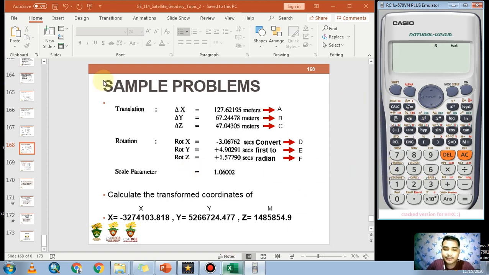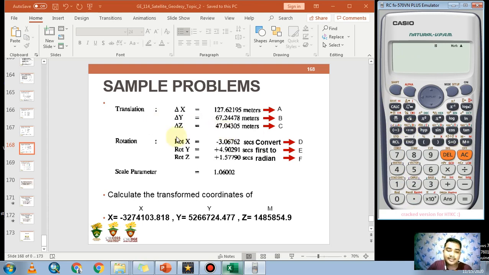So first, to solve this problem, we need to store these values, kanang translation, rotation, and the one nga coordinates nga ato siyang gusto i-transform. So first, let's store the value of delta x in memory A. So let's type 127.62195. Then atong siyang i-store sa memory A. So shift recall A. So na-store na siya sa memory A. Then AC. Next na pod is si translation y, or si delta y. So that's 67.24478. Then store shift recall B. So sunod na siya sa memory B.